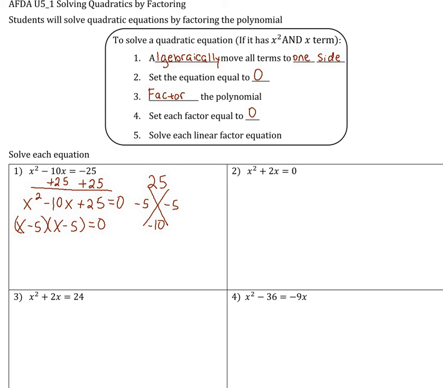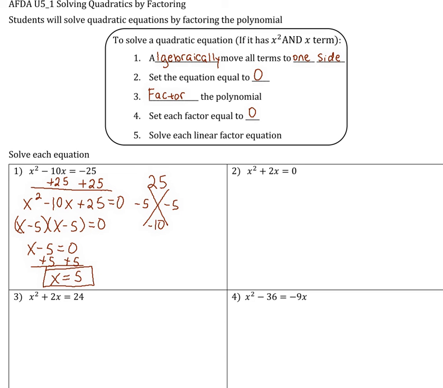And now we want to set each factor equal to 0. Now, this is a special case because we have a double factor. Anytime we have a double factor, we only have to set one of them equal to 0. And then we solve the linear factor equation. So in this case, we add 5 to each side. Boom, we are done. All right, x equals 5. And it really is just that simple.